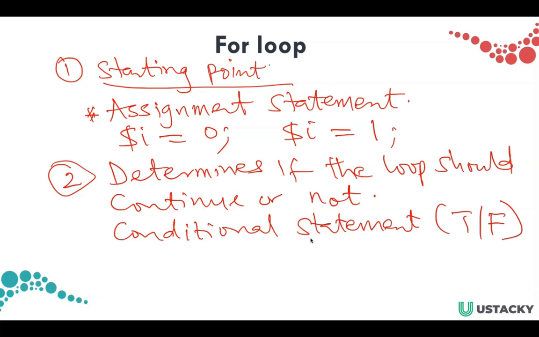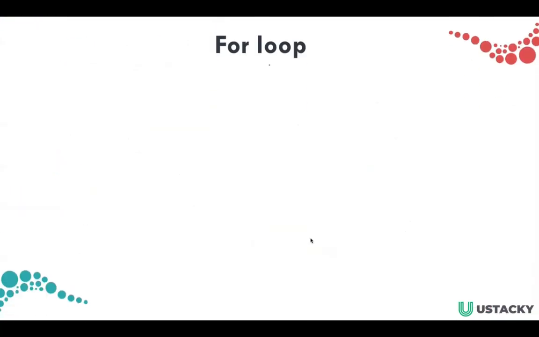For example, if you require 2 loops, you want your block of code to be executed 2 times, this component has to be true, true, and false the last time. At this point, the loop will break. And these 2 trues signify that we have 2 loops. The third component is the increment.